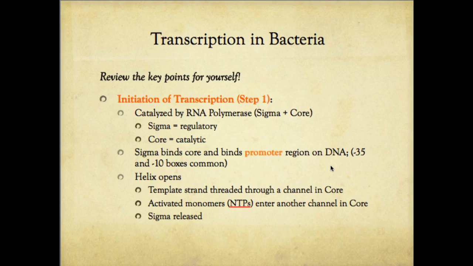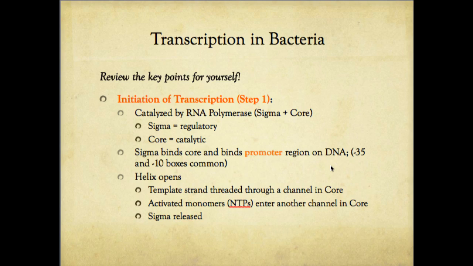Remember, when we're talking about transcription, there's only one strand of DNA that's going to be used as the template. That's what we refer to as the template strand. The RNA molecule that gets produced during transcription will be made by matching complementary bases to the template strand. So sigma helps get that template strand positioned correctly by feeding it through one of the channels or tunnels inside the tertiary structure of the core.